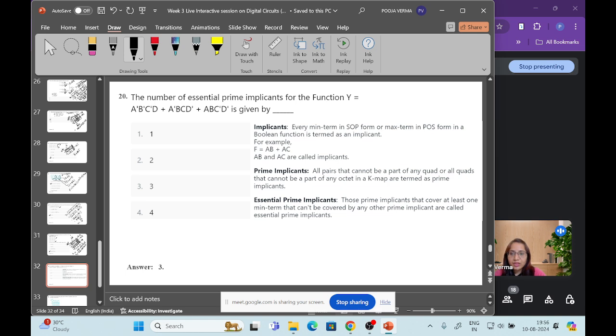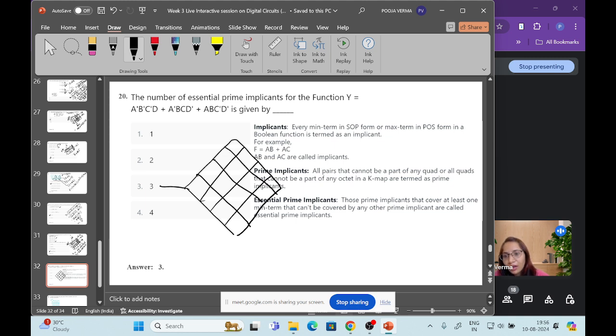So next question is the number of essential prime implicants for the function y is how many essential prime implicants. So already here it is given the 4 variables. That means 4 variables K map we need to draw, and these expression will be given. Now we need to put it into this K map, then find out how many essential prime implicants we can make. So AB, CD, 0, 0, 0, 1, 1, 1, 1, 0. So here 0, 0, 0, 1, 1, 1, 1, 0.